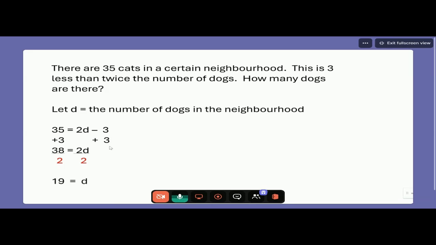The number of dogs is equal to 19. There's our answer. There are 19 dogs. We can do a quick check on this. Let's see.